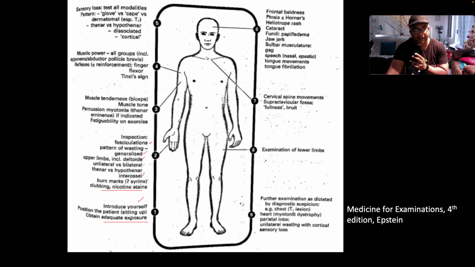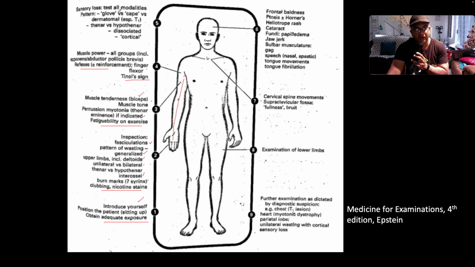Then moving up from the hands through to the arms, we're talking about muscle tenderness in the biceps, and chest muscle tone. Check for percussion myotonia, especially over the thenar eminence, if indicated, which may indicate myotonia dystrophica. Fatigability on exercise speaks to a problem at the neuromuscular junction, and the two kingpins there are myasthenia gravis and Eaton-Lambert syndrome. You want to assess muscle power in all groups, including opponens and abductor pollicis brevis, reflexes with or without reinforcement, finger flexor sign, Hoffman sign, Tinel sign.